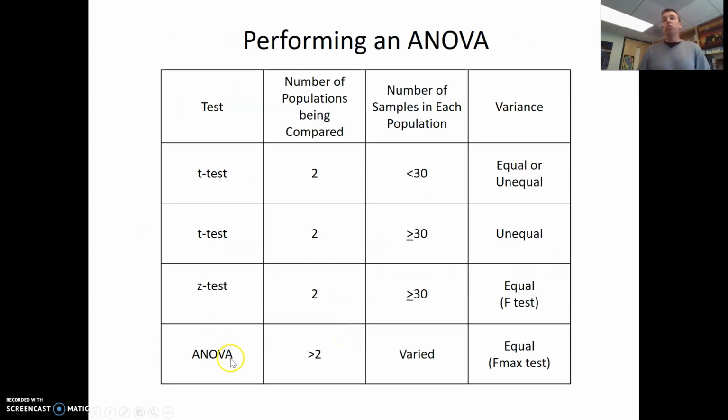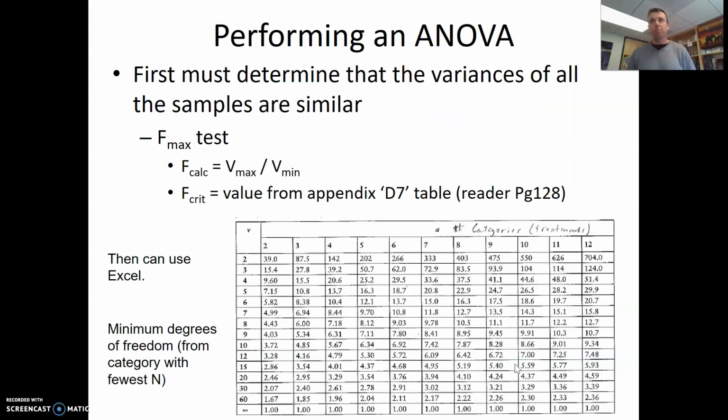In order to perform an ANOVA, though, you still need equal variances. So we have to do the equivalent of an F test to test if the variances are close enough. But since we have multiple groups, it's actually the F max test, because we're going to take the maximum variance divided by the minimum variance. So we're finding the maximum ratio of the variance. In order to do this, the F calculated, again, is the variance of the group with the highest variance over the group with the minimum variance. And then the F critical, we'll come back to this table in a second.